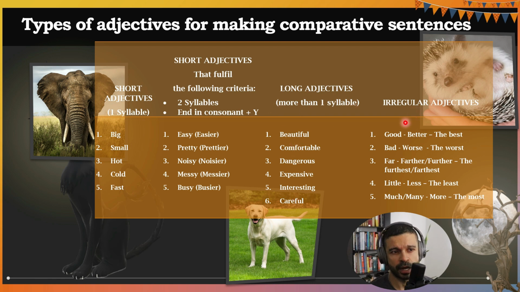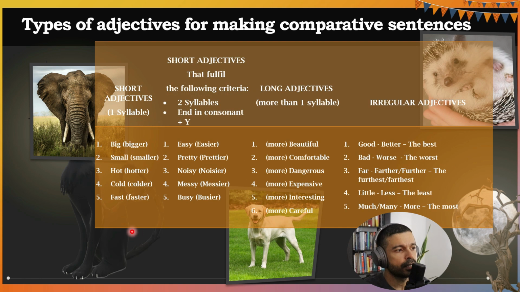And then we have irregular adjectives. Irregular adjectives are called that because for making comparisons, there is an irregular change. There is no rule here for the change. Good becomes better, and the superlative is the best. And here we have the comparative form, which is in parentheses. For long adjectives, there is an extra word, as you can notice here. We combine them, but for short adjectives, this is what happens. And for irregular adjectives, we look at the second form over here.